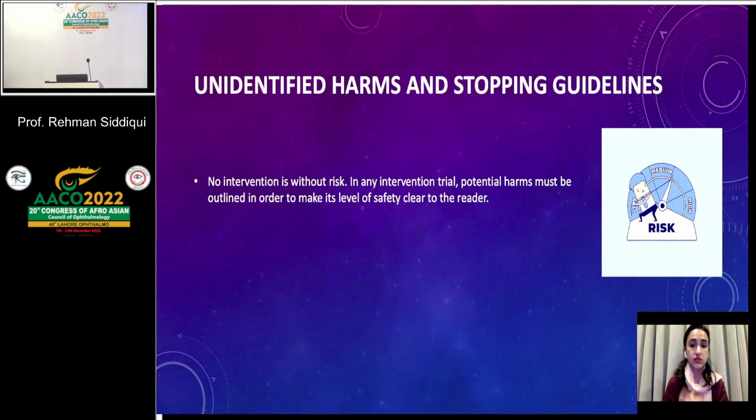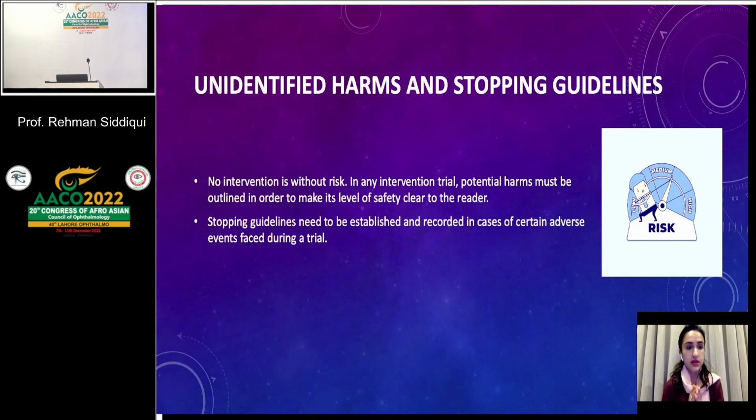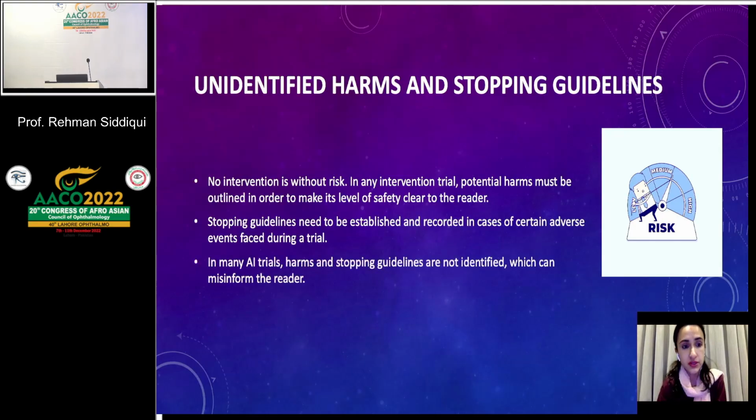Here you have it, whether it's going to be a low risk, a medium risk, or a high risk trial, or the intervention is of various risk levels. And then as an extension, stopping guidelines need to be established and recorded. For example, if I'm giving an intervention that has a particular kind of allergy, then I will define stopping guidelines: that if this adverse event is met, then this intervention needs to be stopped at this point. That is a stopping guideline, and for that reason, this must be very clearly established.